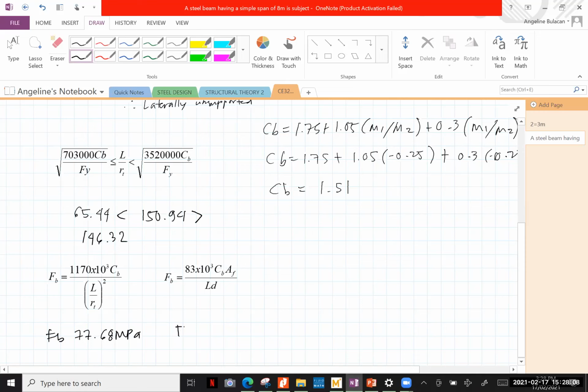Ito namang isa. Ulitin ko yung AF na to. Itong AF na to, area ng flange yan ha. Huwag mong gamitin yung area yung binigay. CB 151. So we have 98.45.